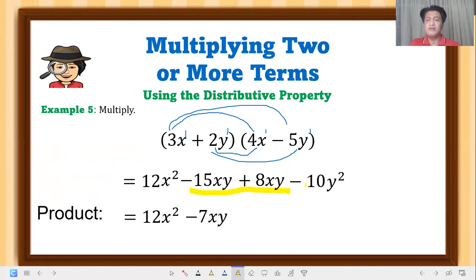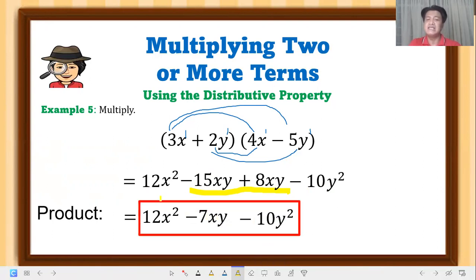And then, what about this negative 10y squared? Okay, wala siyang like terms. Just bring it down. So meaning to say, this is now the final answer. Hindi na pwede i-add yan. Magkaiba pa kasi sila ng literal coefficient.